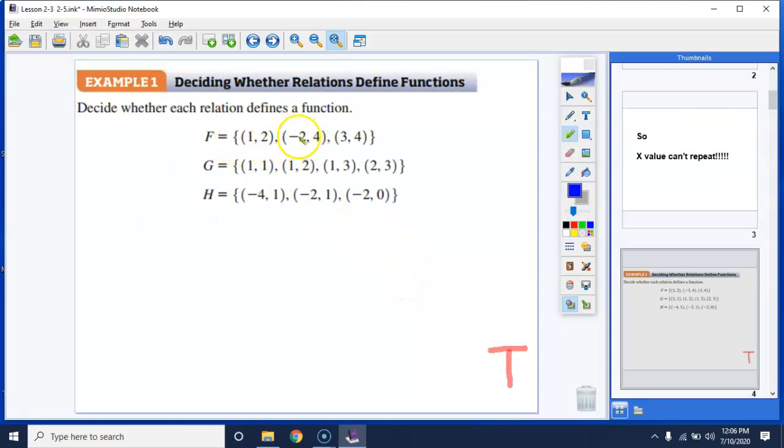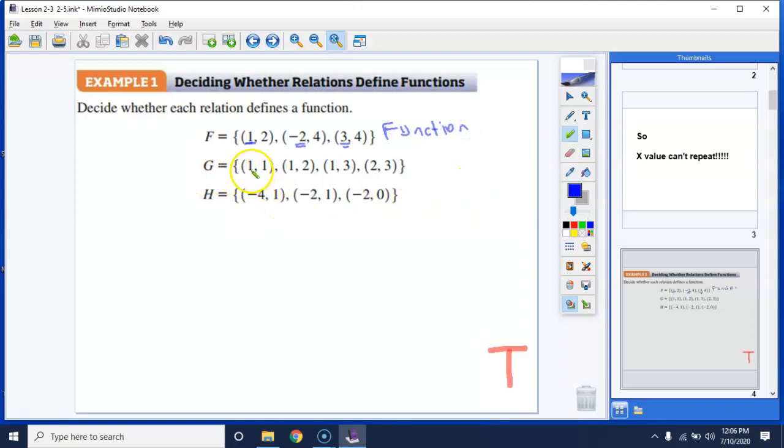So we have some relations over here. Decide which ones are functions. Look at the first relation. Look at my x values. x shouldn't repeat, right? The x values are 1, negative 2 and 3. There's no repeating value, so this one should be a function.